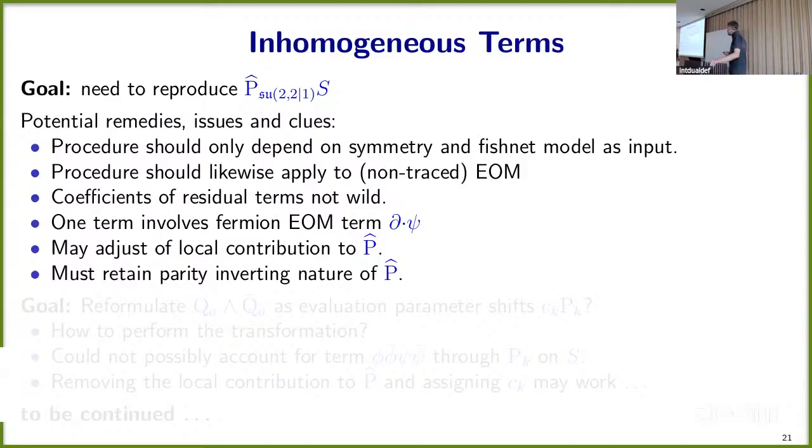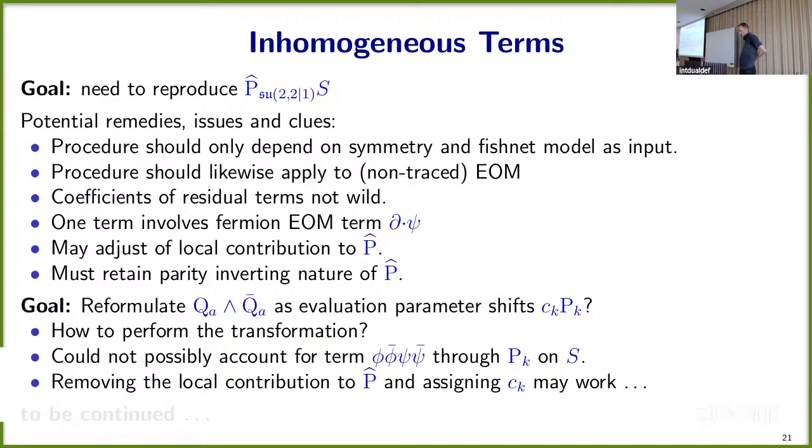One should also retain the parity inverting nature of p hat. P hat sort of changes somehow the parity of your model, so somehow that excludes quite a few terms. But the goal would somehow be to reformulate this q bar term, this additional q bar term, as evaluation parameter shifts, which are ck, pk, which can be represented in the fishnet model. Question is just how to perform this transformation, whether it can be performed or at least somehow argued.